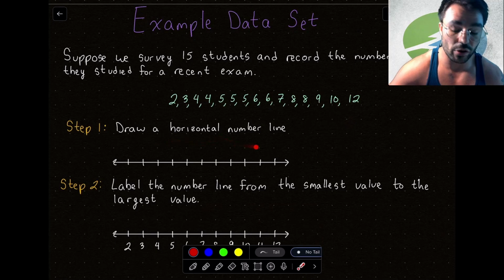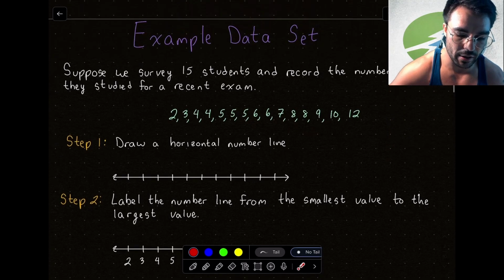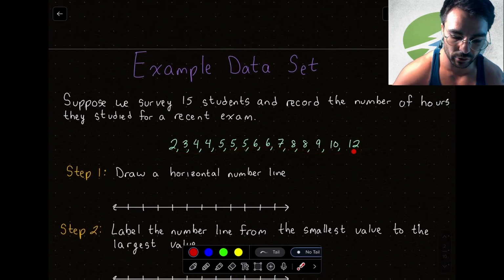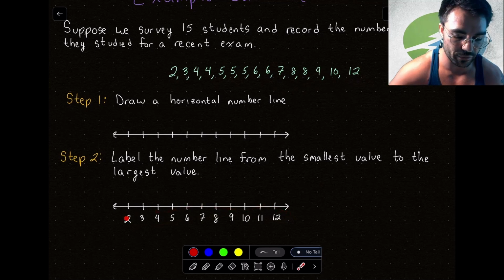Step one, draw a horizontal number line. Here I have a number line drawn. Step two, label the number line from the smallest value to the largest value. In our data set, the smallest value is 2 and the largest value is 12. So we're going to have our number line increase from 2 to 12.